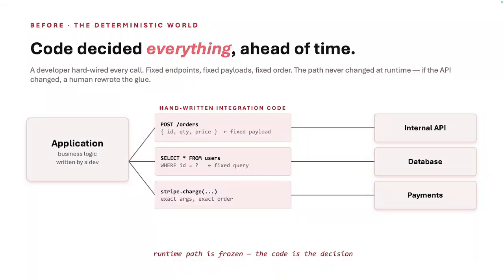Before MCP existed, the legacy applications would invoke the internal APIs or database or any library code using glue integration code, which was written by the human. Anytime the API endpoint schema changed, or the database structure changed, or the library code changed, the developers would handwrite that integration code and keep making the changes in different versions. The runtime path was frozen and the code used to make the decision.